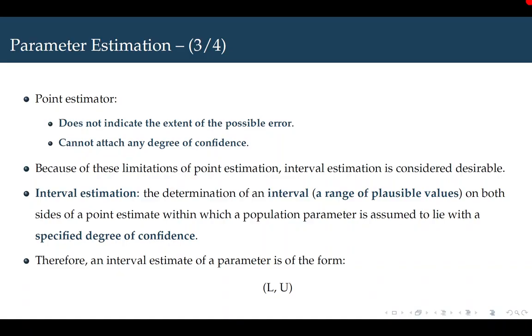Because of these limitations, there is an alternative way of estimation called interval estimation. This is considered desirable because it is the determination of an interval or a range of plausible values on both sides of a point estimate within which a population parameter is assumed to lie with a certain degree of confidence. So an interval estimate of a population parameter is of the form where we have a lower bound and an upper bound, so that theoretically we have an infinite number of possible values for the population parameter of interest.